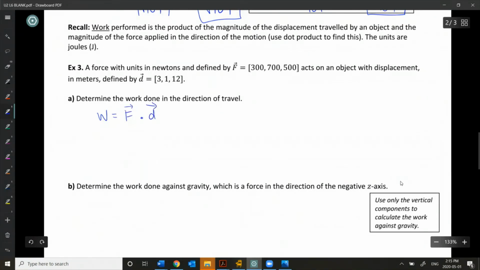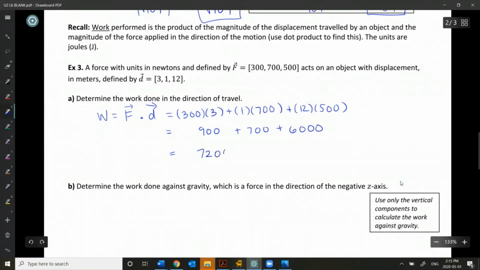Remember that work is essentially just the dot product between a force and displacement vector. If these are already set up in Cartesian format, they have a magnitude contained in there, and also a direction. So all we really need to do is find how those components are working together, and then find the sum of those products. Just take each component, multiply, and add them. You're going to get 900 plus 700 plus 6,000 here, which gives us a result of 7,200 joules. That's going to be our work performed.